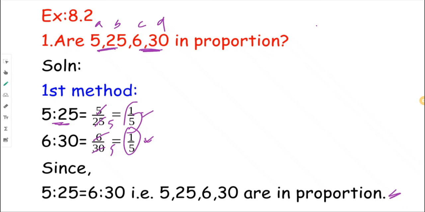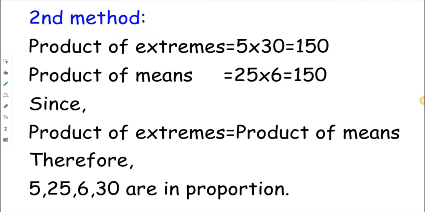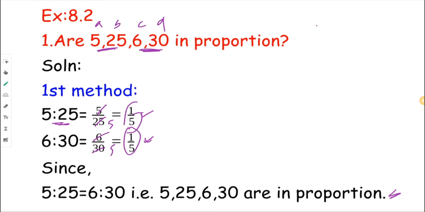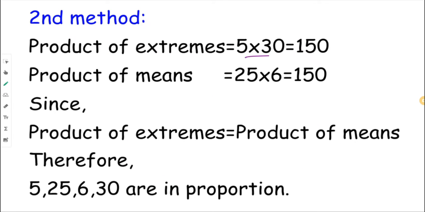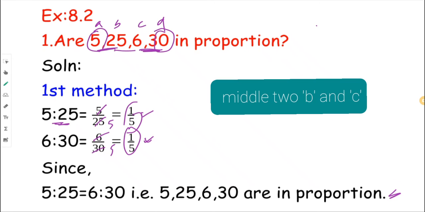Clear? And now for the other method, we'll be using the formula, okay? Product of extremes. When you look here, what are the two extremes? A and D, right? So 5 and 30. Product of extremes, I have to multiply, right? So you can see 5 into 30. Product of means, the middle two, right? B and C, what are they? 25 and 6. So you just have to multiply them.